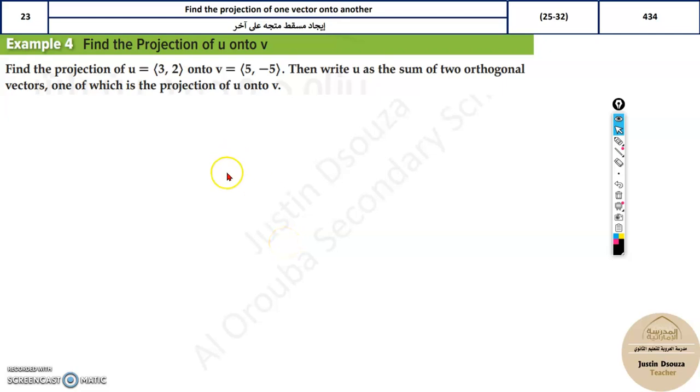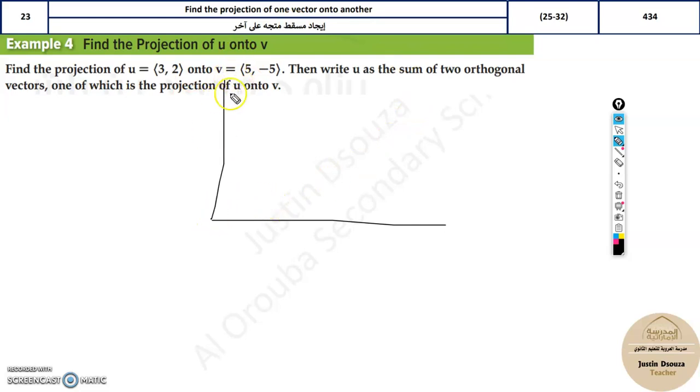Moving on to the last topic, the last known topic in the EOT. The 23rd topic is to find projections of vectors. Now, before we start the topic, projection is basically like a shadow. So it is very important to know which is projected onto what.